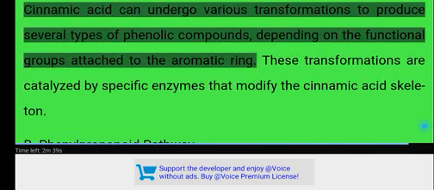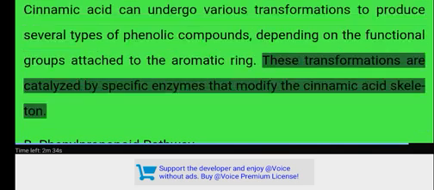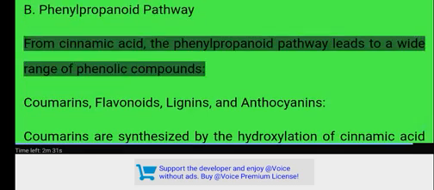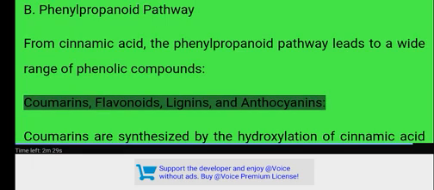Cinnamate conversion. Cinnamic acid can undergo various transformations to produce several types of phenolic compounds, depending on the functional groups attached to the aromatic ring. These transformations are catalyzed by specific enzymes that modify the cinnamic acid skeleton. B. Phenylpropanoid pathway. From cinnamic acid, the phenylpropanoid pathway leads to a wide range of phenolic compounds: coumarins, flavonoids, lignans, and anthocyanins.